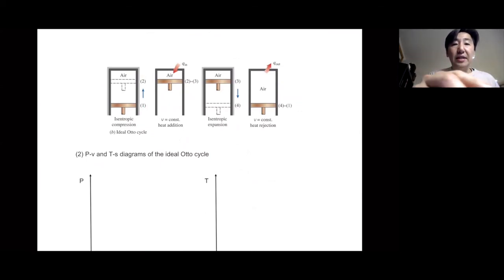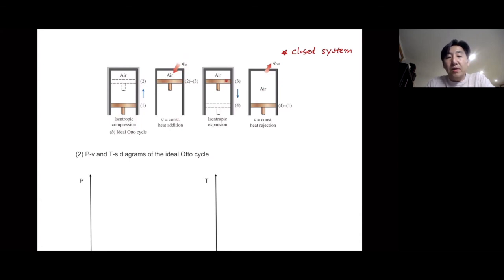So let me just write it down. The basic assumption for ideal Otto cycle analysis is that your system is a closed system. Then while the piston moves from the bottom to the top, we have an isentropic compression process. Then instead of worrying about the combustion process, we replace it with a heat addition process. And this heat addition process happens while the piston remains at the top. So that is a constant volume heat addition process.